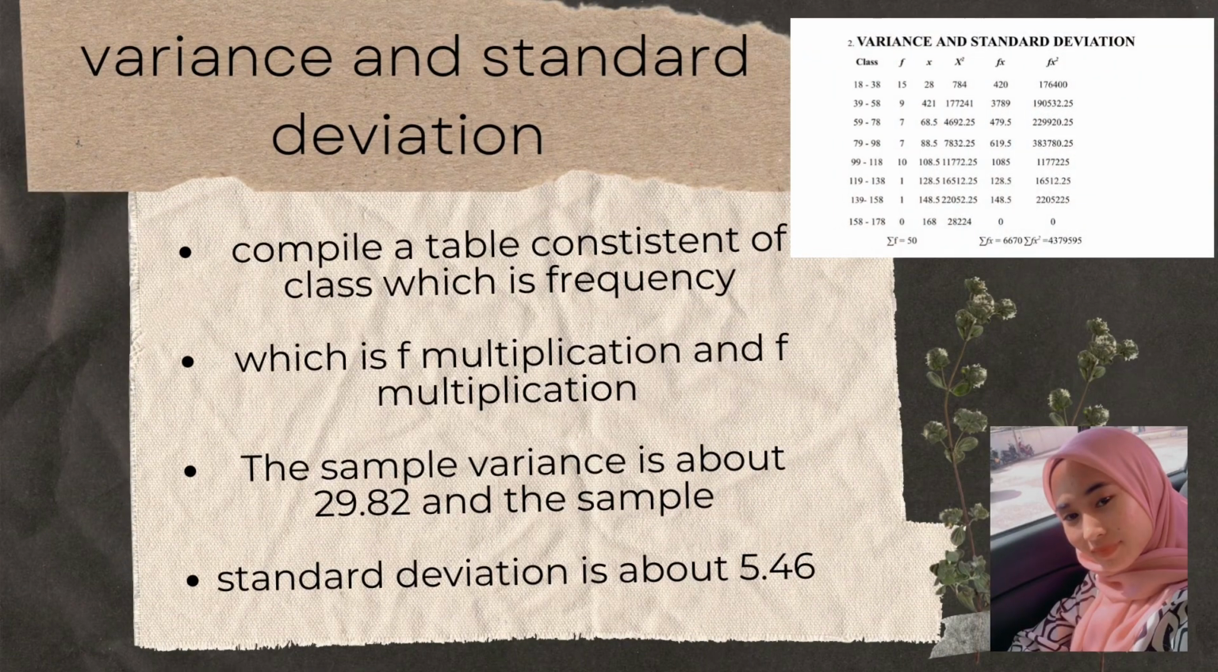To find the variance and standard deviation, we must compile a table consisting of class, frequency, midpoint, f multiplication x and f multiplication x squared, then add the sum of fx and fx squared. After that, enter the numbers from the table according to the formula given in the sample variance. To find the standard deviation, take the square root of the variance. The result is the standard deviation. Therefore, the sample variance is about 29.82 and the sample standard deviation is about 5.46.